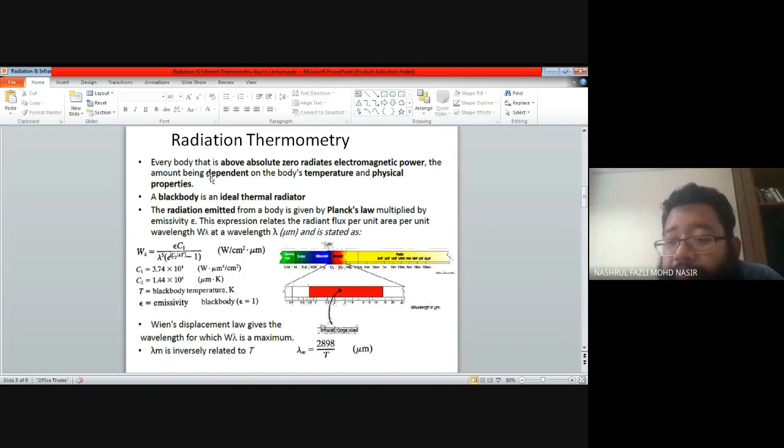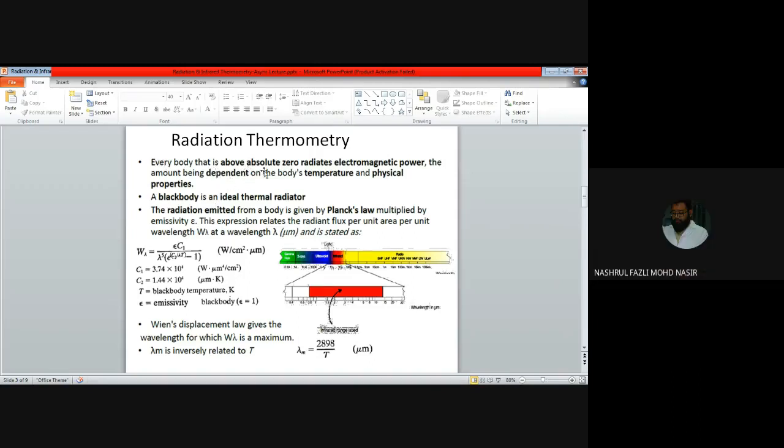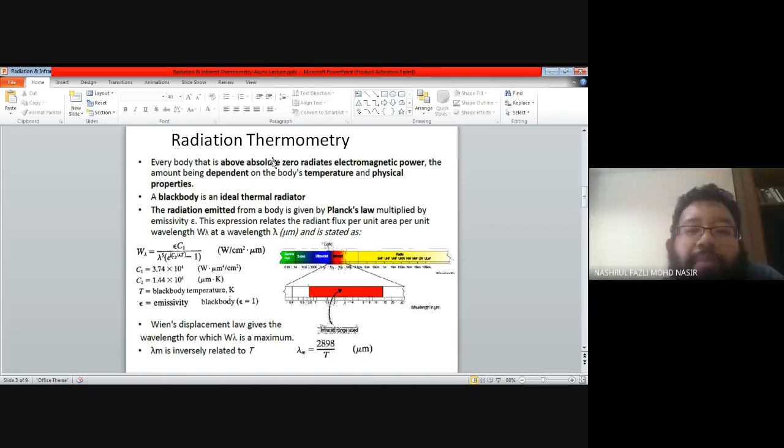Everybody that is above absolute zero, so what is it? We go back to Kelvin. I hope you still remember what the minimum temperature is in Kelvin. Anything above absolute zero radiates electromagnetic power, the amount being dependent on the body's temperature and physical properties. So it depends on this.